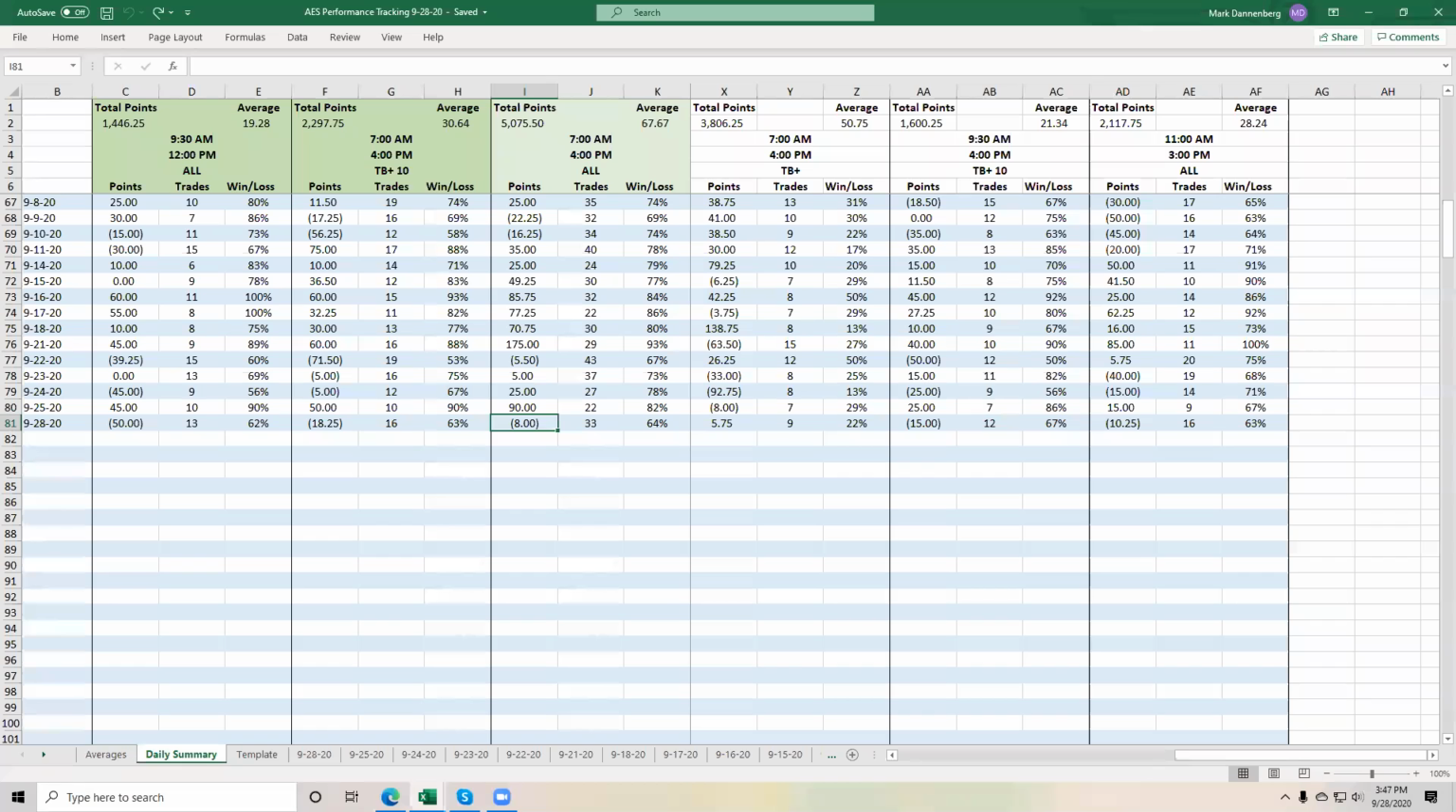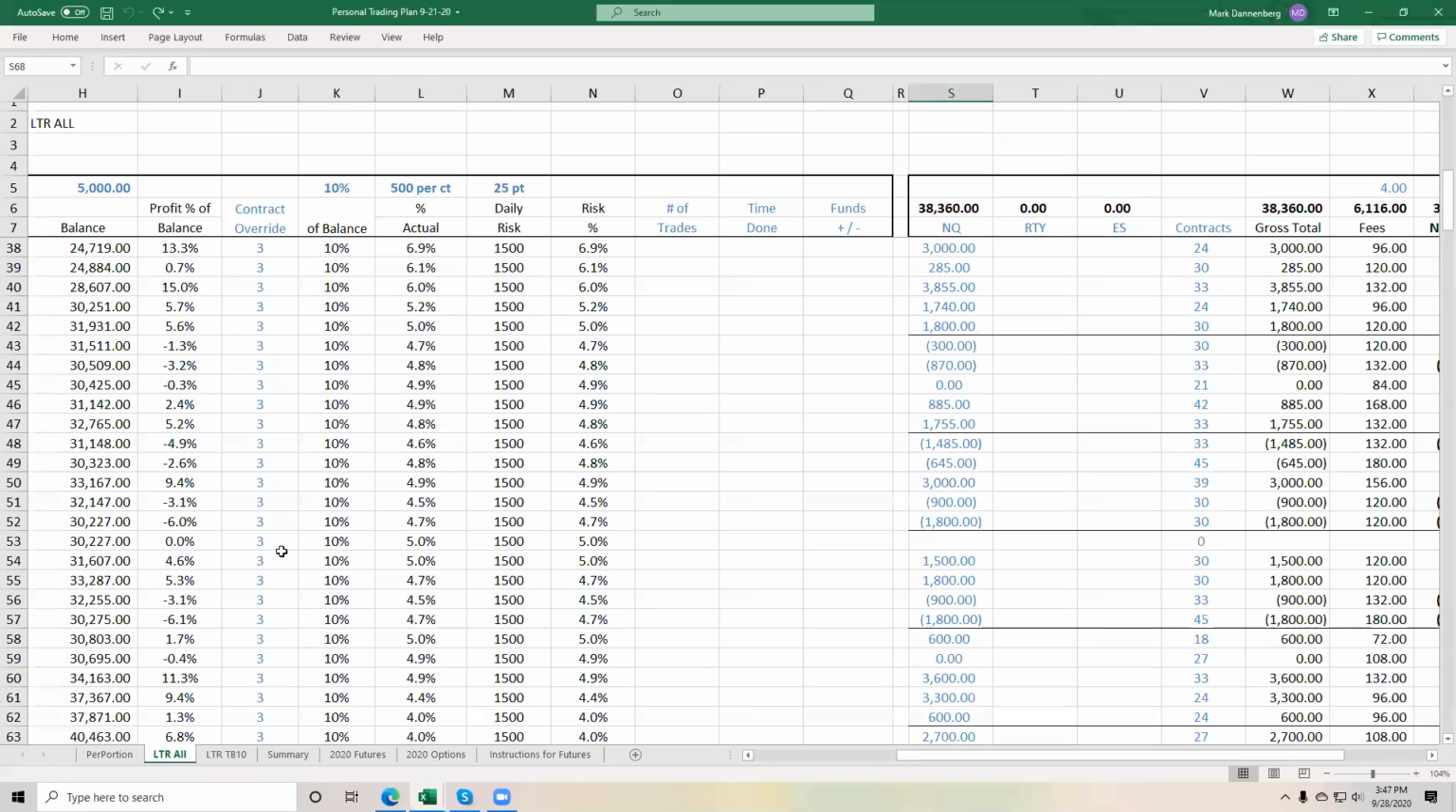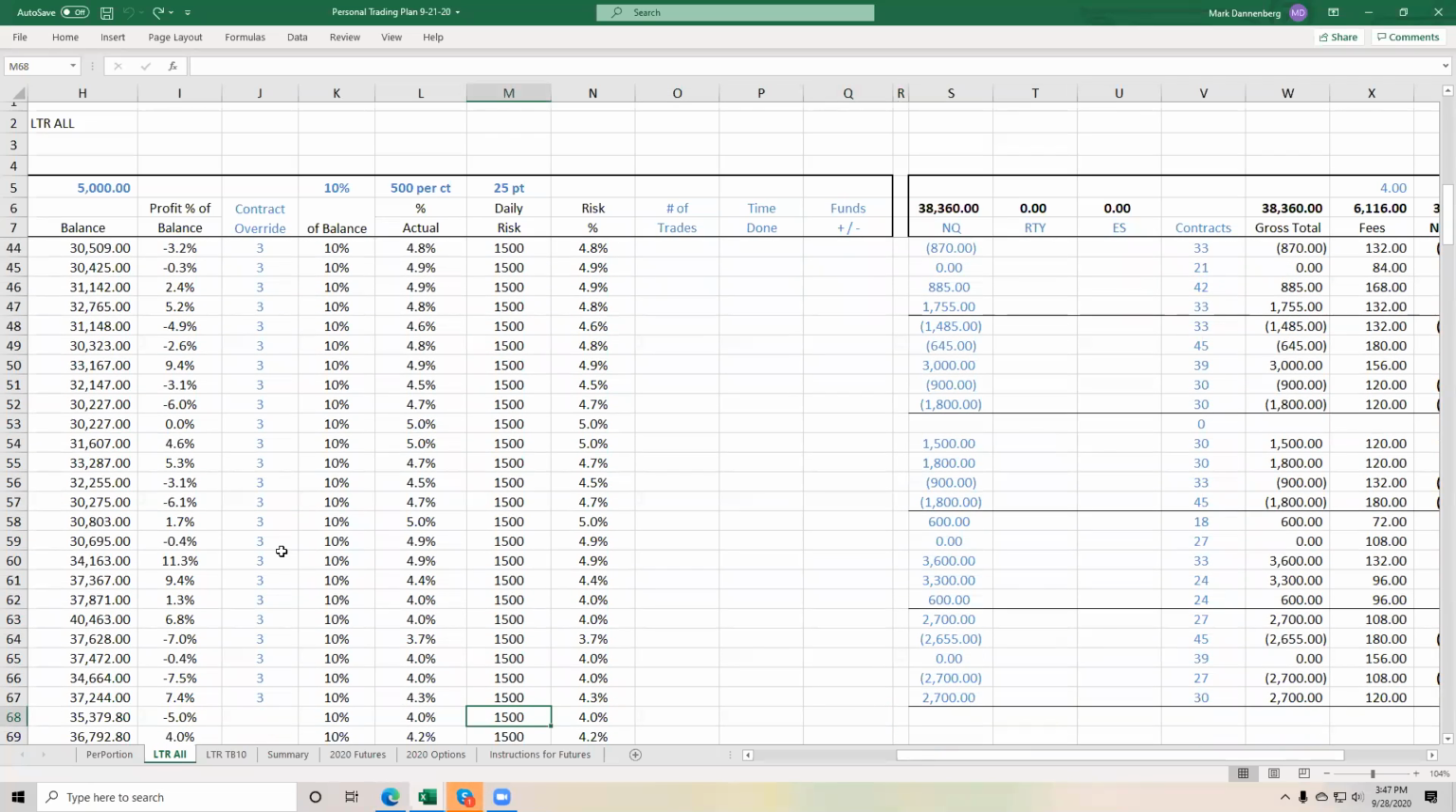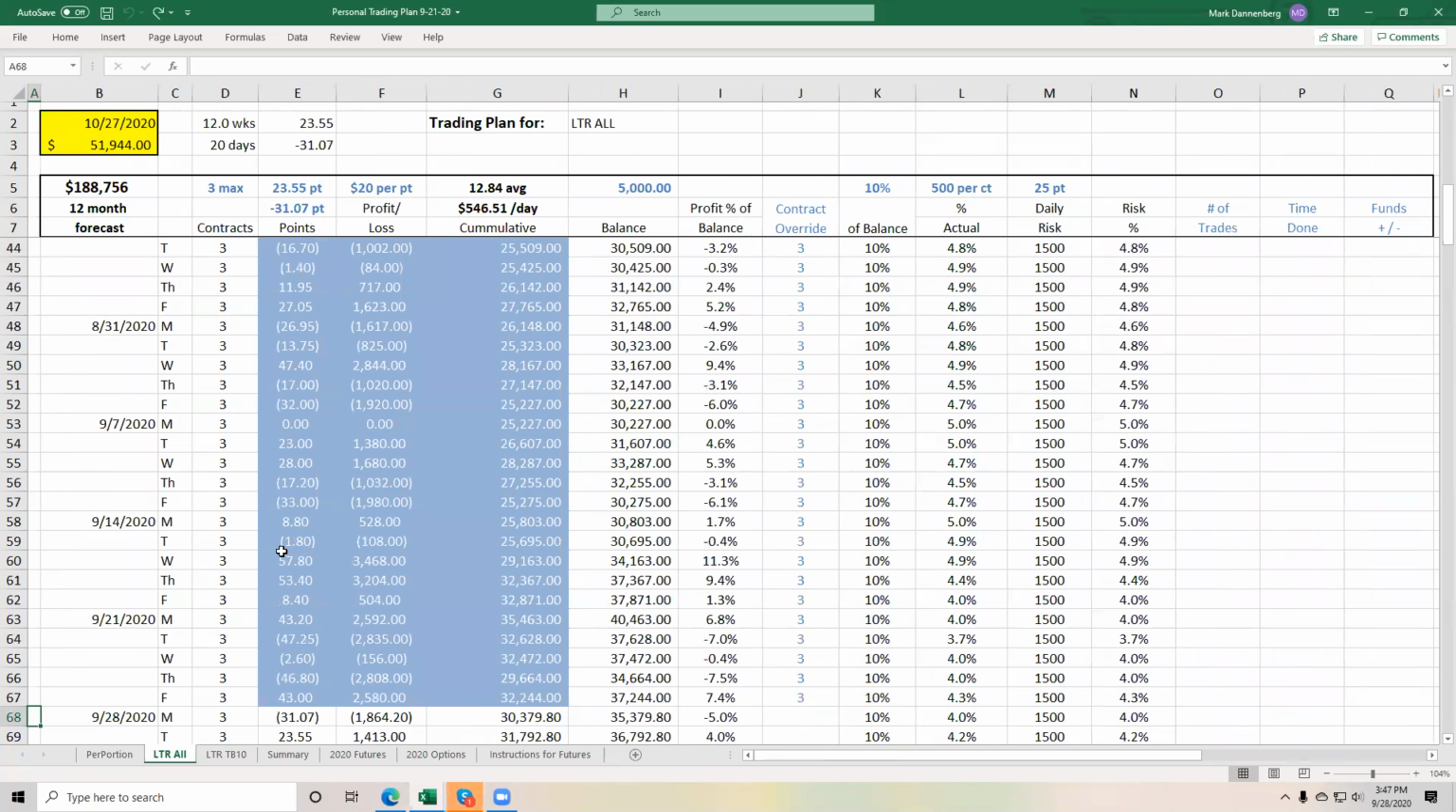All right, so let me show you, if you're brand new to this, how we're going to translate that into our trading plan. Okay, so here's our personal trading plan, and we're looking at the 9:30 to noon category. This is for the live trading room, all signals.